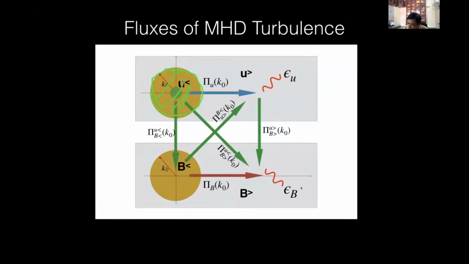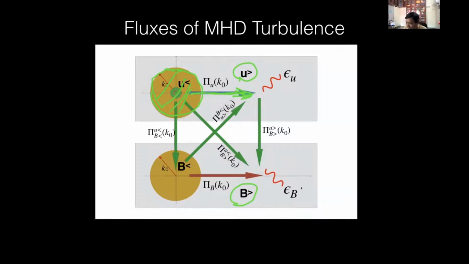Now the U to U transfer. So now we have two fields: this is the B field and this is the U field. This is energy going from all the modes of U inside the sphere to modes outside the sphere. Okay, so this is the usual Kolmogorov flux formula. This is exactly the same as what happens in Kolmogorov Fourier space. The formula is U dot grad U.